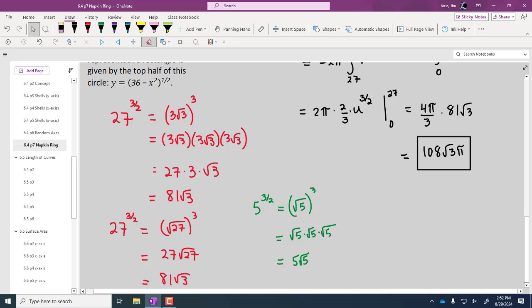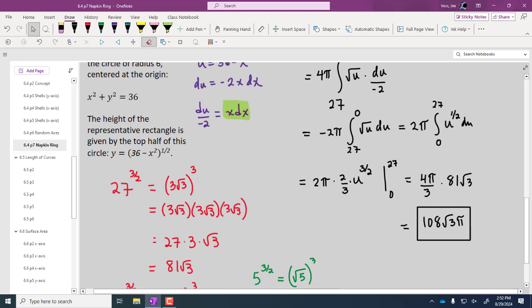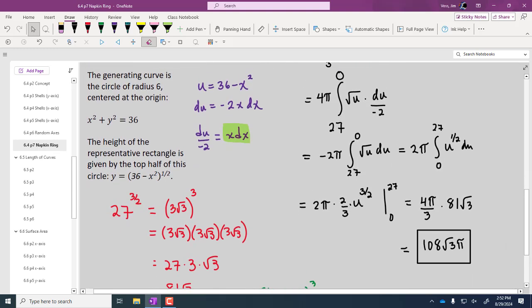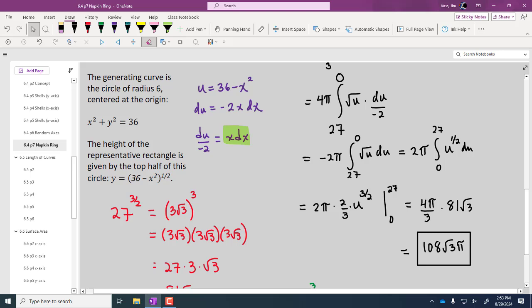If you scroll up a little bit, when you are on the step of the 4 pi with the integral over 27, how do we get to -2 pi again? This -2 pi is this constant 4 pi divided by this constant -2. Why do we not divide square root of u by -2? Because this is a product, so it doesn't have to be distributed. Got it. Okay. Does that make sense?